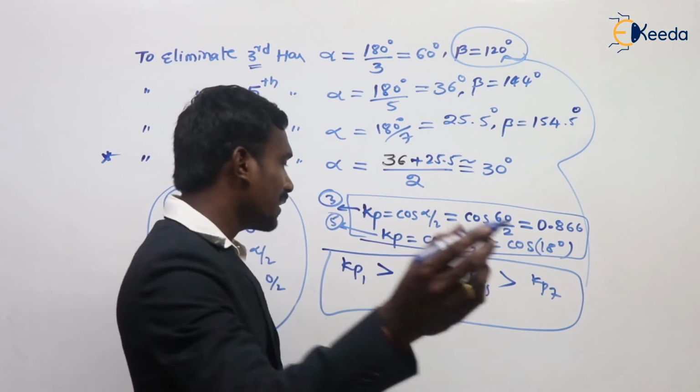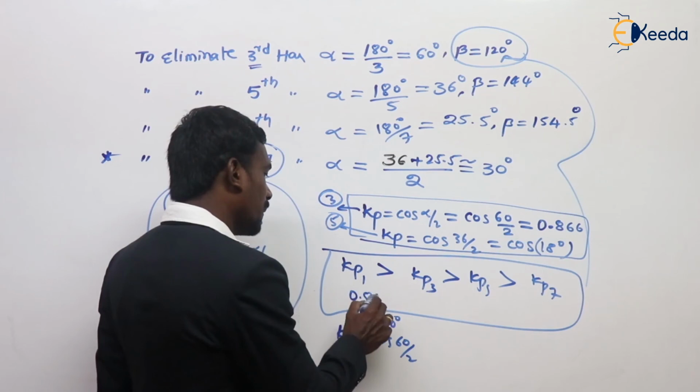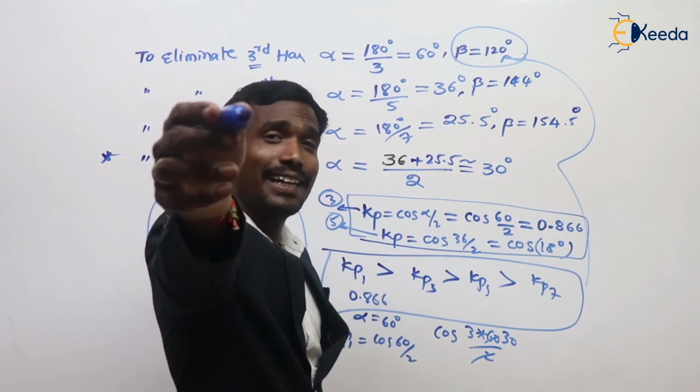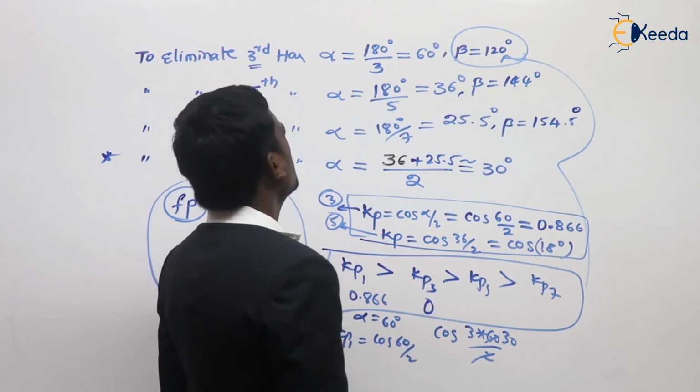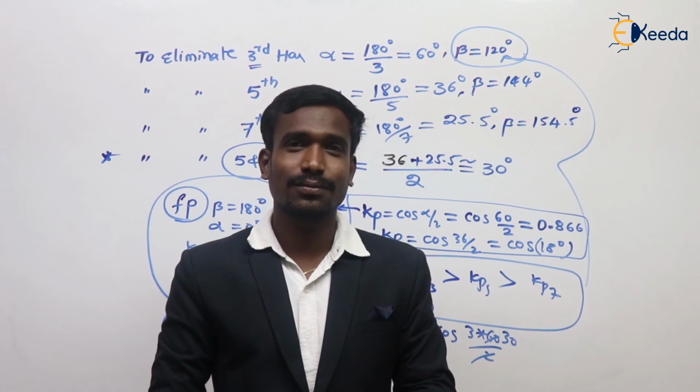Another example, take alpha equal to 60 degrees. What is KP1? KP1 is equal to cos 60 by 2, cos 30. Cos 30 is 0.866. What is KP3? KP3 is equal to cos of 3 alpha by 2, nothing but cos 90. Cos 90 is 0. Like this. This is the concept of short pitch winding. Very, very important. They may ask you a question. Getting or not? Are you okay?